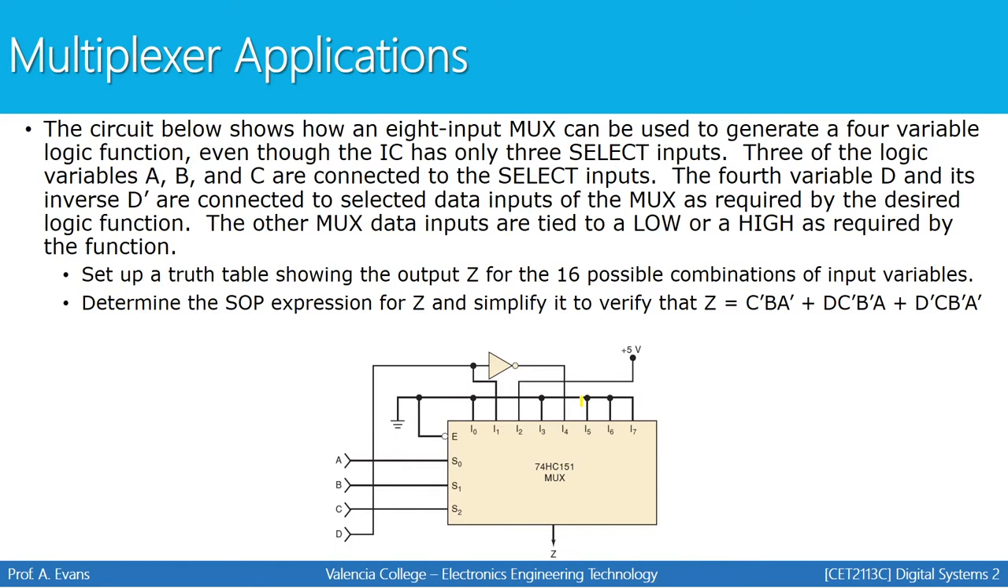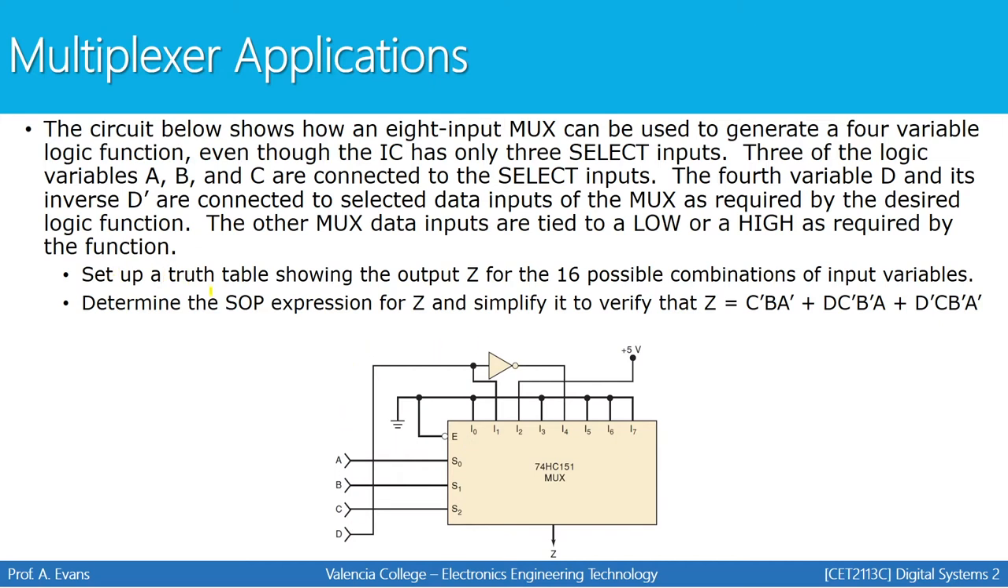So three of the logic variables A, B, and C are connected to the select inputs. The fourth variable D and its inverse D prime are connected to the selected data inputs of the MUX as required by the desired logic function. That's a long way of saying this was intentionally designed this way.